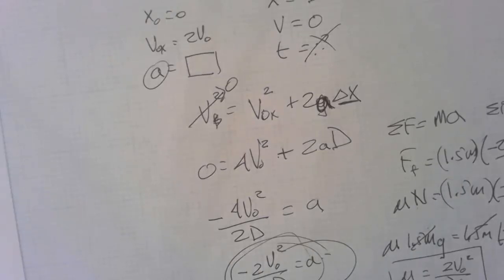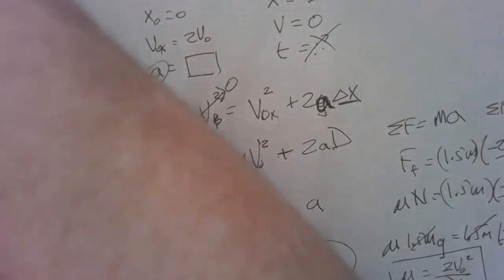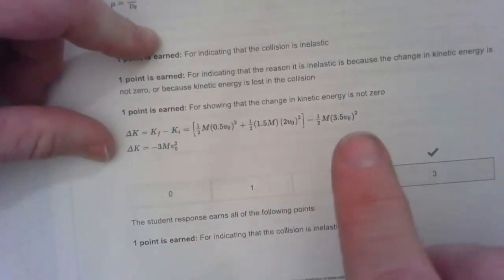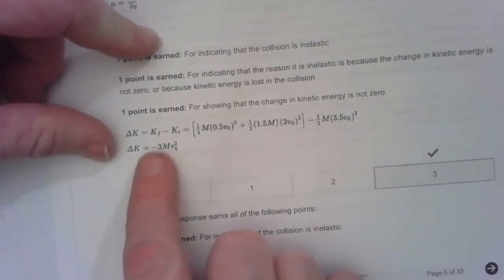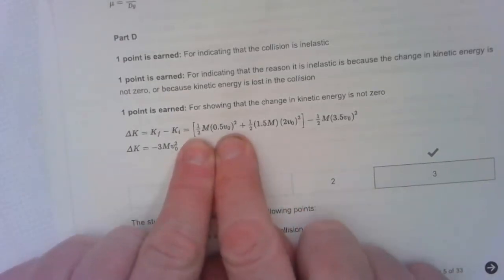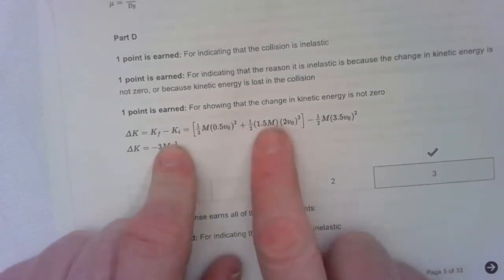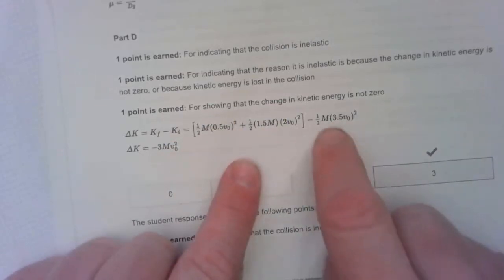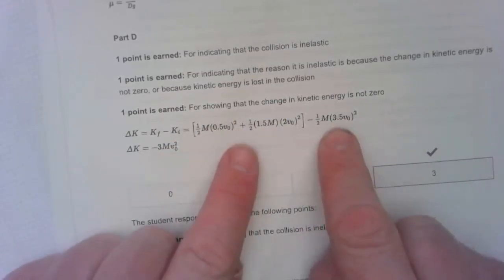1 point is earned for indicating the reason it is inelastic is because the change in kinetic energy is not zero. There you go. So I wouldn't have gotten any points for my answer, even though it bounces off. You would have had to show the initial kinetic energy. Take the final minus the initial. The final had the two blocks, one moving at 0.5, if you recall. The other one, you take that final kinetic energy minus the initial, which was the kinetic energy of the block just as it got to the bottom of the ramp.